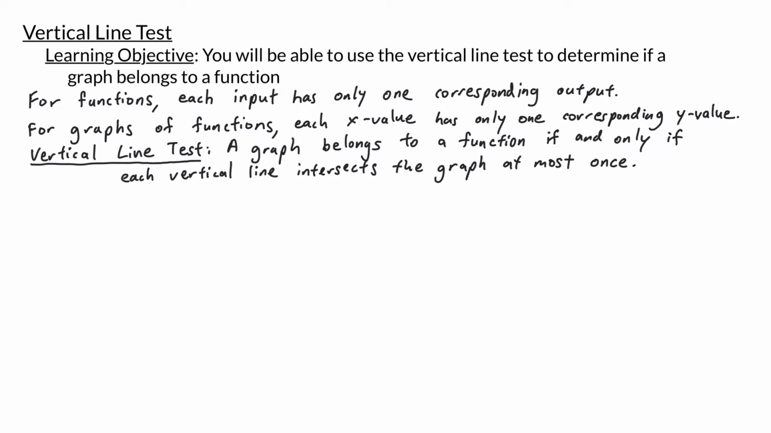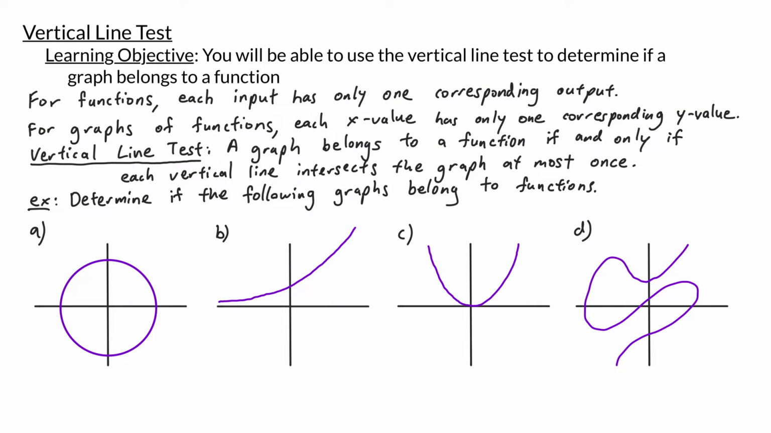Let's take a look at some examples of how we would use this vertical line test. For these examples, we want to determine whether or not each of these following graphs belong to a function. In example A, we have the graph of a circle. So to determine if it belongs to a function, we apply the vertical line test. To do so, we draw a vertical line through our graph.